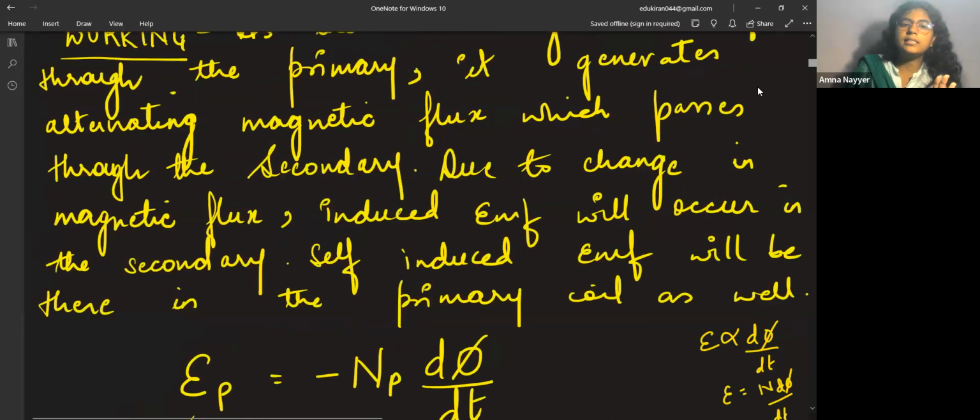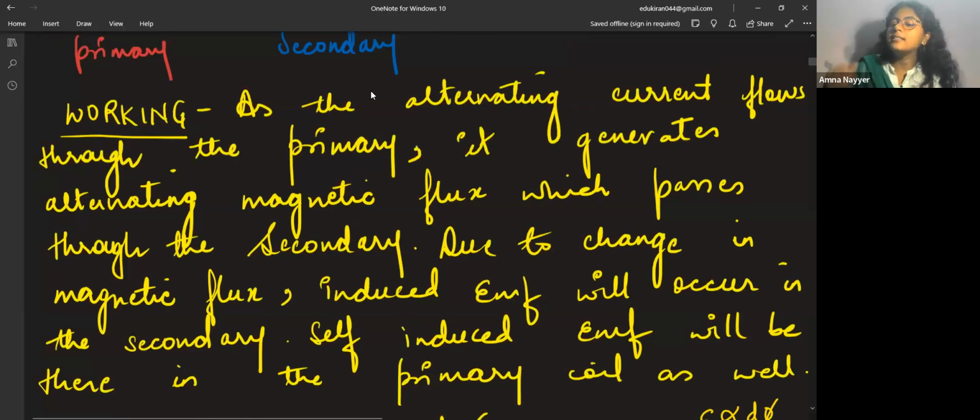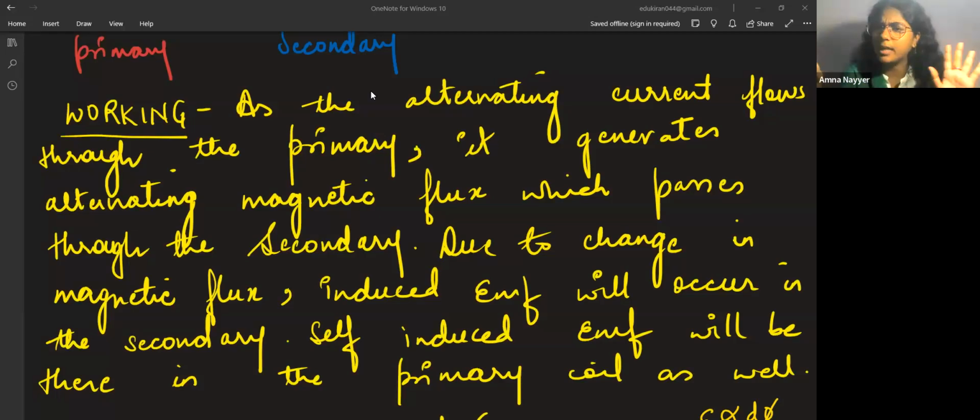All right, now see, let's come to the working of it. It says that as the alternating current flows through the primary, just a revision of mutual induction, that's it. As the alternating current AC flows through primary, it generates magnetic flux. Remember, change in magnetic field lines will produce change in magnetic flux. And now this change in magnetic flux will pass through the secondary coil. So primary coil is there, secondary coil. Now, due to the change in the magnetic flux, we have studied that whenever there's a magnetic flux change in our circuit, EMF will be induced.